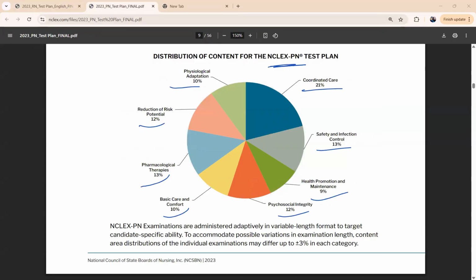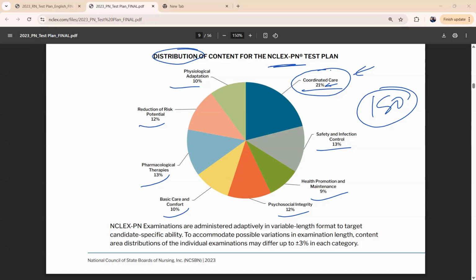Now remember, we are talking about distribution of content. The PN has 150 content, the RN has 146 content. Now look at the distribution. We have 21% of this 150 content distributed to what? Coordinated care. So in your NCLEX exam, you should expect questions from this area the most, 21%. That's the reason why when I focus on this area with a lot of students, they end up passing the NCLEX exam in 85 questions, because this 21% out of 100%, that's a lot, right?